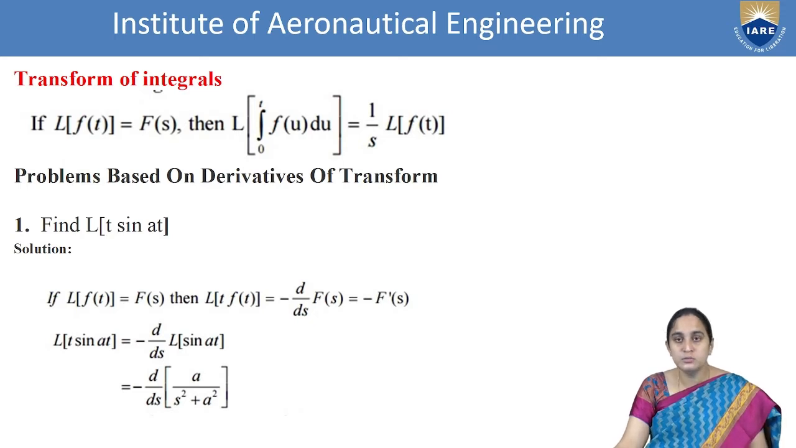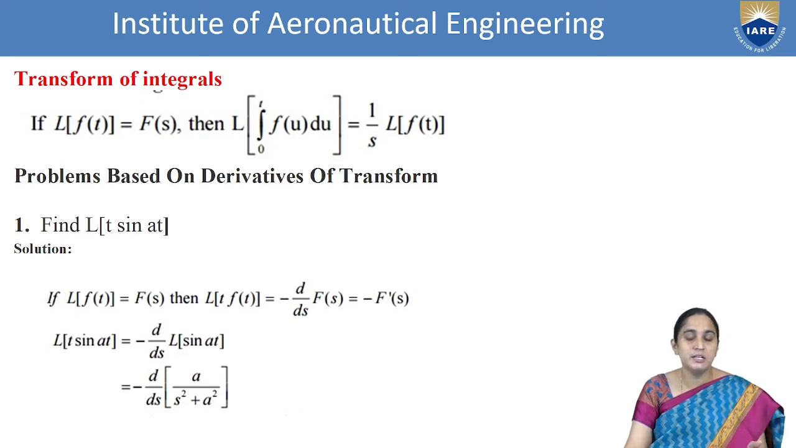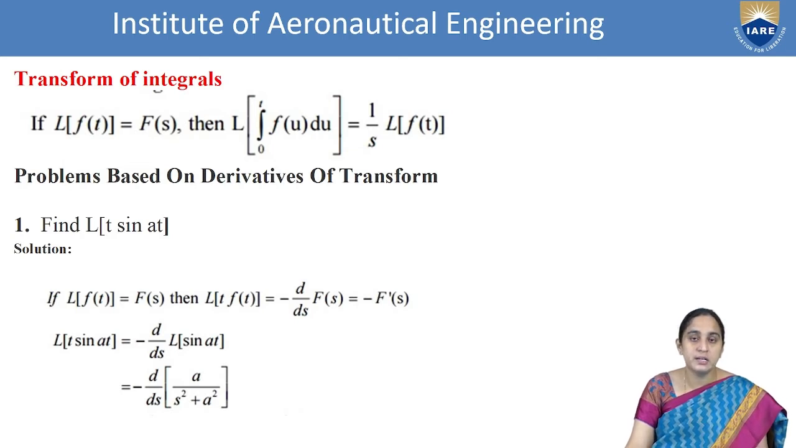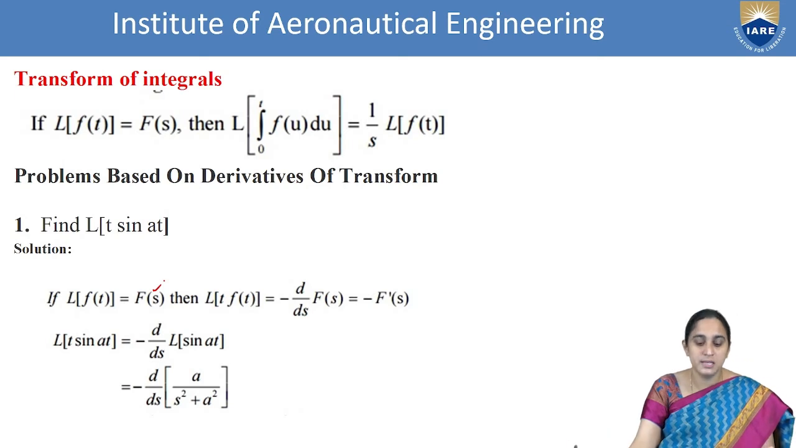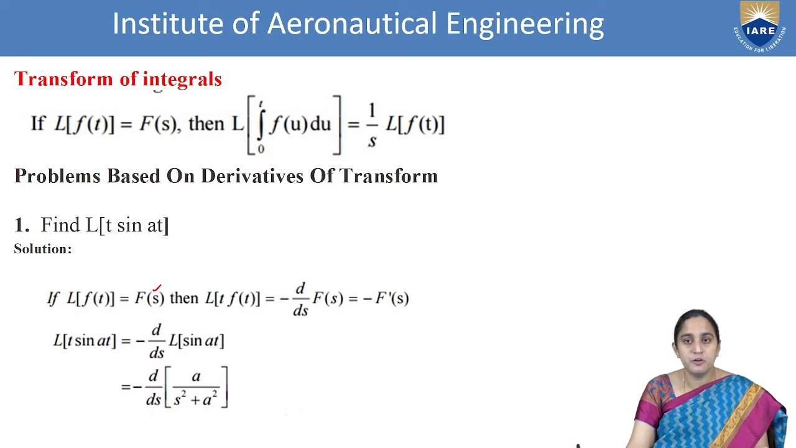Now I'll go through questions related to these two. First one: find Laplace of t into sin at. Once you observe the two functions here, one is sin at and the other one is t. But here sin at is multiplied with t. Then directly which formula are we applying for that case? The derivative formula, right? That means if Laplace of f of t is equal to f of s, then what is the formula for Laplace of t into f of t?